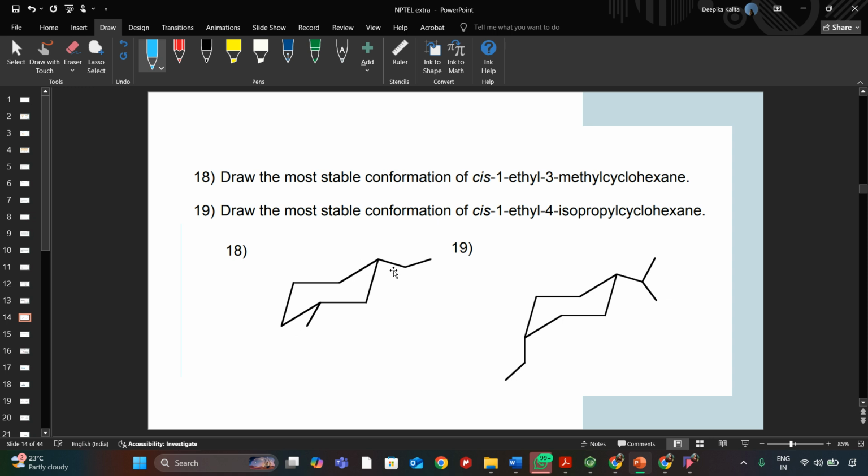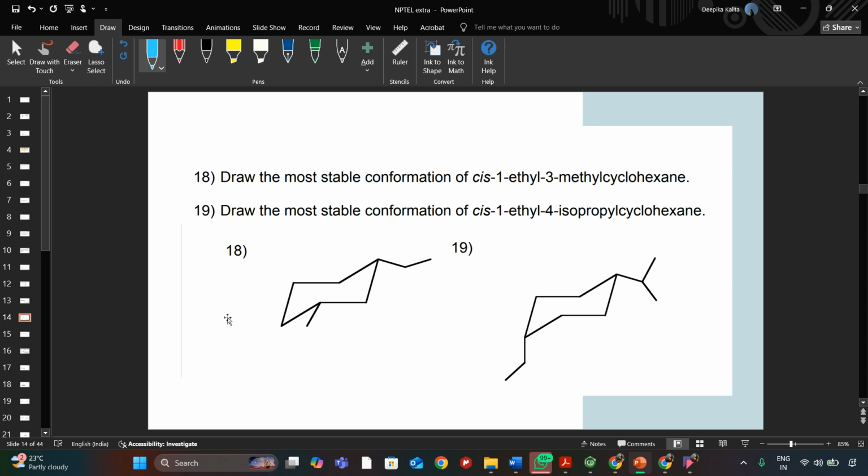Now we are going to place the substituents 1-ethyl and 3-methyl, and these two are mentioned to be cis. As we know, the alkyl chains must occupy equatorial positions for stability. So as shown here, in the 1 and 3 positions we are going to place the ethyl and methyl substituents. Thus this molecule will look like this in its most stable conformation.